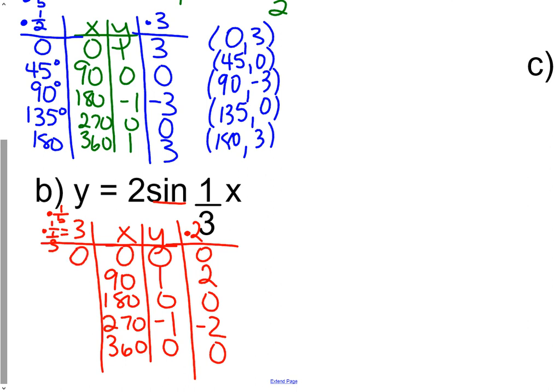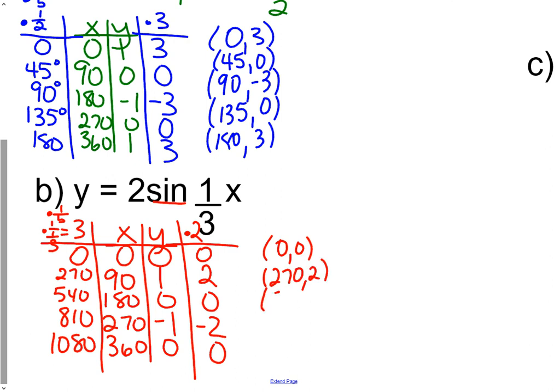So 0 times 3, which is 0. 90 times 3, which is 270. 180 times 3, which is going to be 540. 270 times 3, 810. 360 times 3, which is 1,080. So this is definitely really stretched out across that x-axis. So the points are 0, 0, 270 and 2, 540 and 0, 810 and -2, and 1,080, 0.